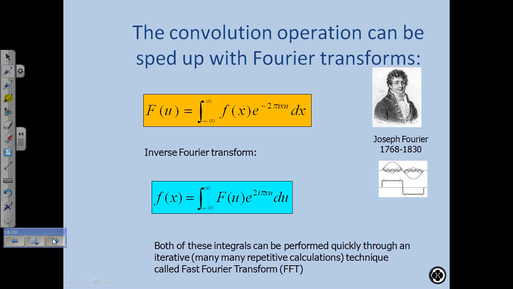So the Fourier transform, you'll see it as capital F of u, and u can be frequency. Okay? u can be units of frequency. That's typically what we see. It is the indefinite integral of f of x, some function, times e to the minus 2 pi i x u. Okay? And x is distance, and u can be frequency, and you're integrating that over x.